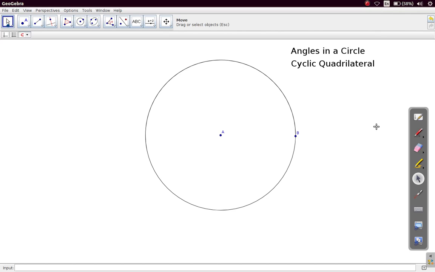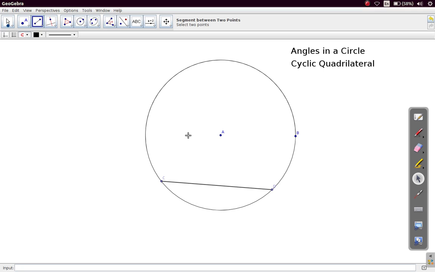Let's continue looking at angles in a circle, and we'll look at the cyclic quadrilateral. A cyclic quadrilateral is a quadrilateral with each vertex lying on the circumference of a circle. So remember, the quadrilateral has four sides. It is a four-sided closed figure. So let's draw a quadrilateral in this circle.